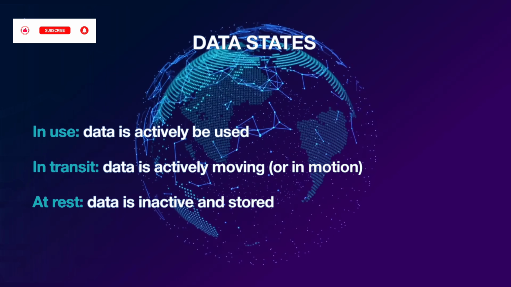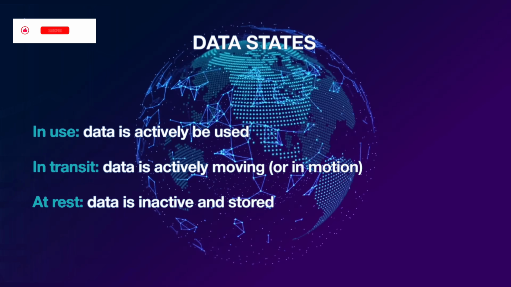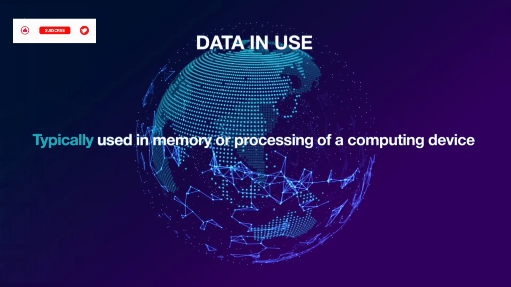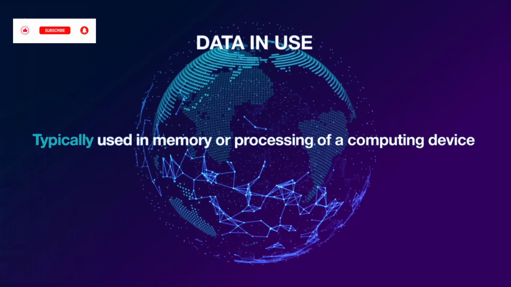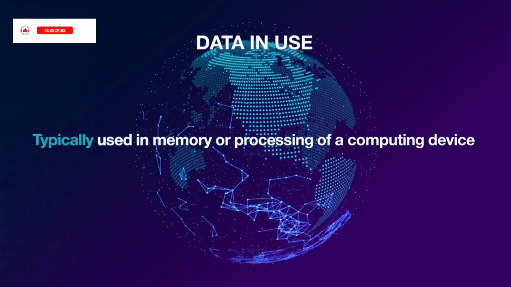In use, which is data is actively being used. In transit, data is actively moving or in motion. And at rest, data is inactive and stored somewhere in the system. Data in use is typically data that's being used in memory or it's being processed in some way. So the computer is using the data to complete a function, to process input, to process output, whatever it might be.